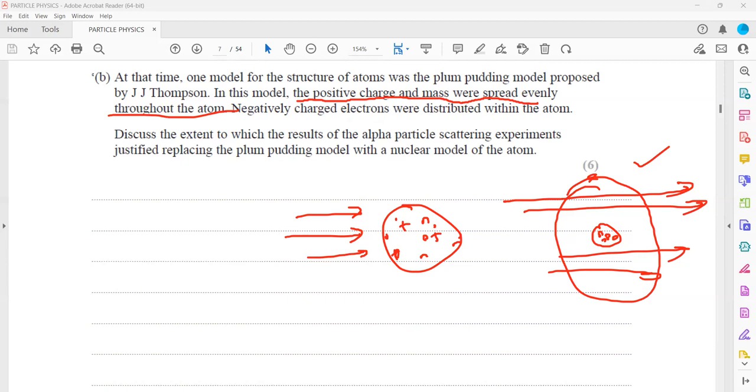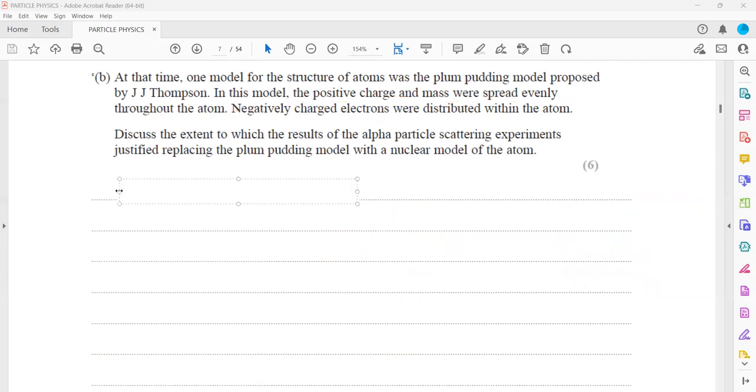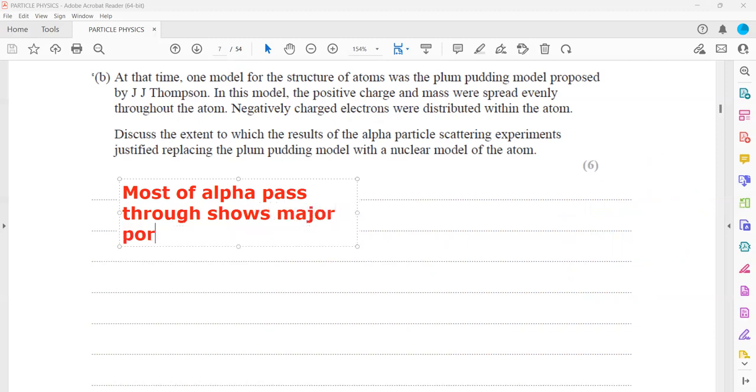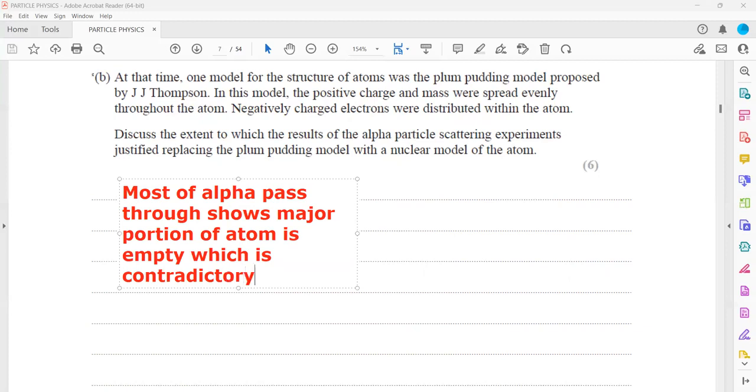So you have to mention here the observation and the conclusion of the alpha particle scattering. Most alpha particles pass through, which shows a major portion of the atom is empty. Which is contradictory to the plum pudding model. Because according to the plum pudding model, the charges are evenly distributed and the mass is evenly distributed, so it means alpha particles should not be able to pass through.